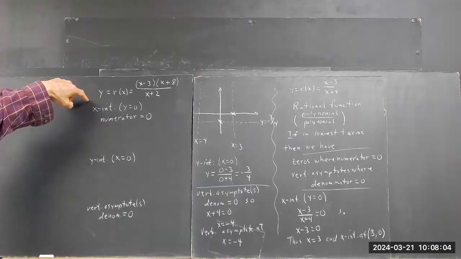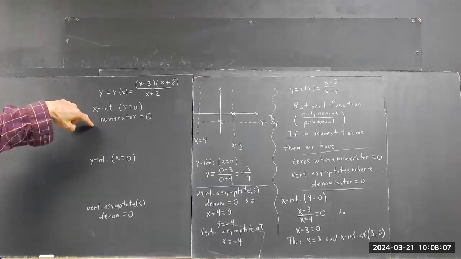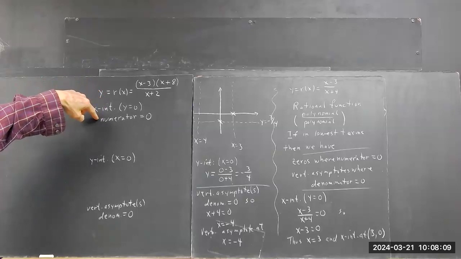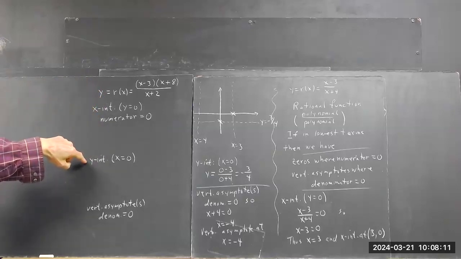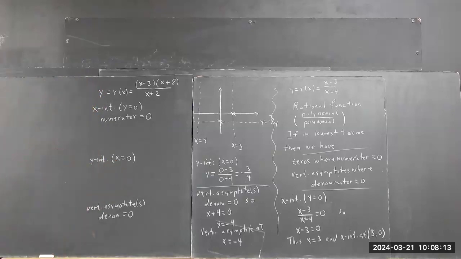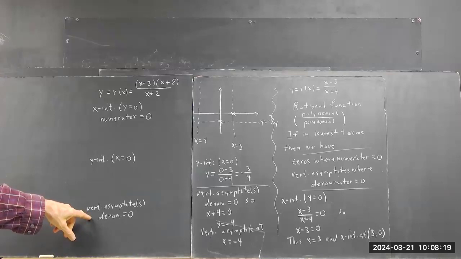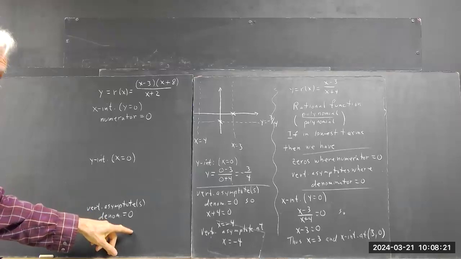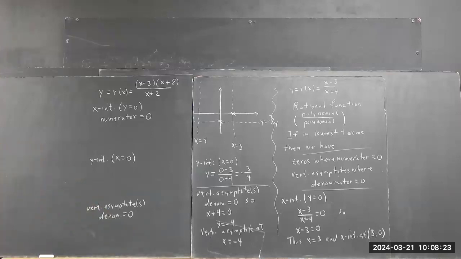Okay, what are your x-intercepts? Numerator 0. What values give you the numerator equals 0? Y-intercept, where x equals 0. You can evaluate that. And then vertical asymptotes occur where the denominator is 0. So go ahead and work on that just a little bit. I'll give you a minute to get started, and then I'll start looking over your shoulder and give you some pointers if you need them.